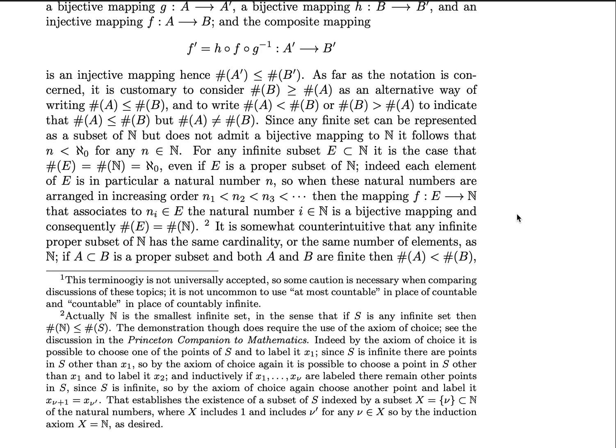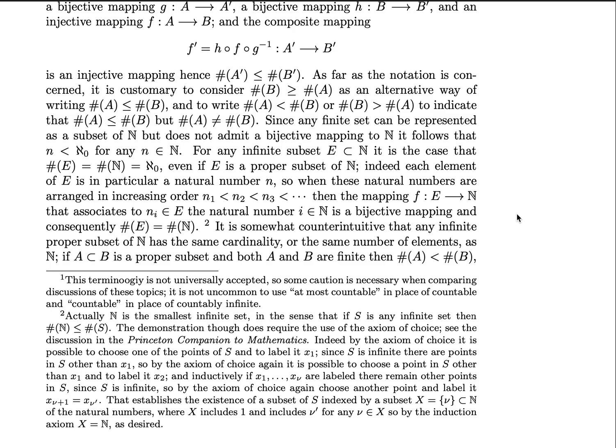As far as notation is concerned, you can also consider the cardinality of B is greater than or equal to the cardinality of A as an alternative way of writing this. And you write that the cardinality of A is less than the cardinality of B, or the cardinality of B is greater than the cardinality of A, to indicate that there is an injective mapping, but there is not a bijective mapping, so the cardinalities are not equal.